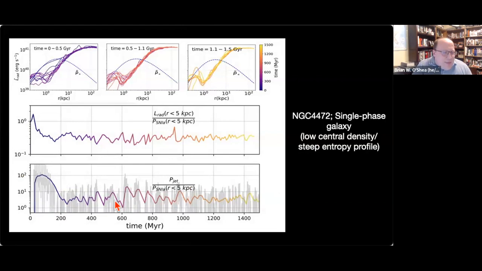What ends up happening is the supernovae, the very few Type Ia supernovae that are going off in there, provide enough energy to push the gas out and keep this whole system regulated when the potential well is steep, the entropy profile is steep, and there's not a lot of gas around. So the lid is very light on our pressure cooker.